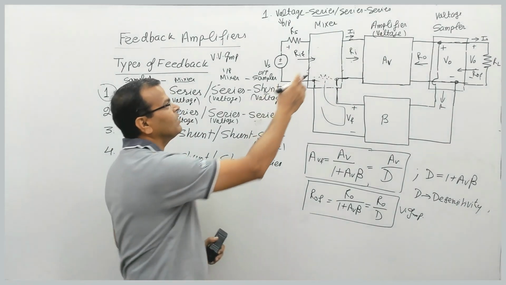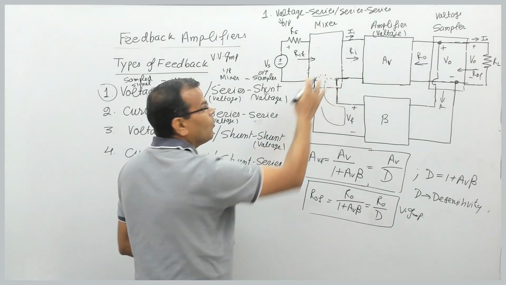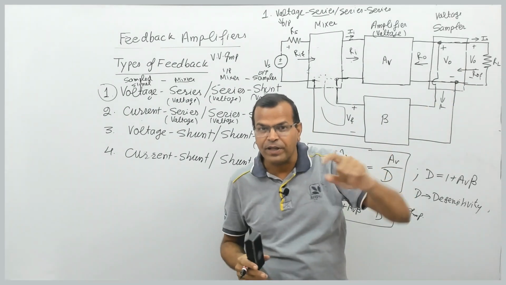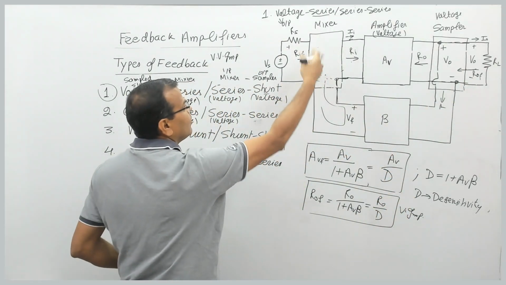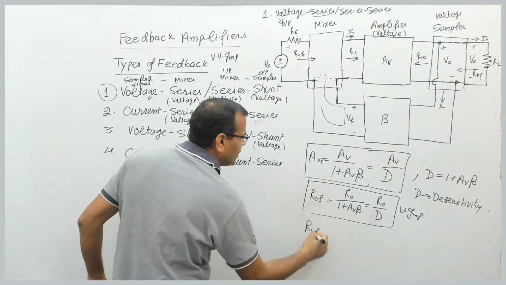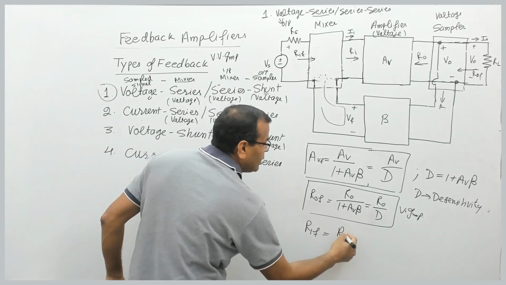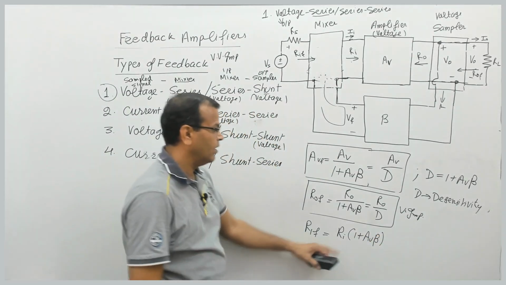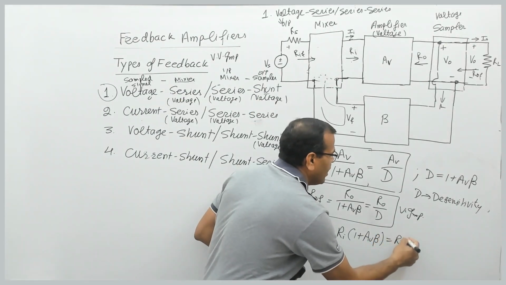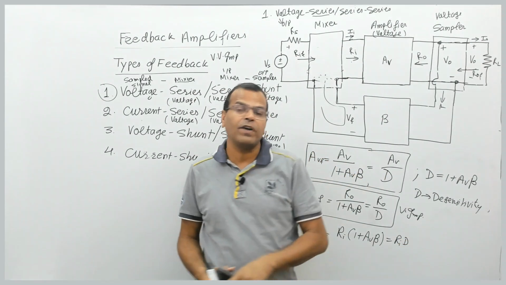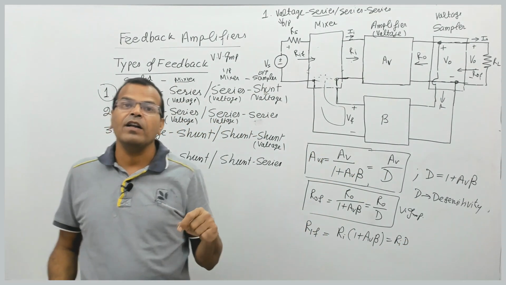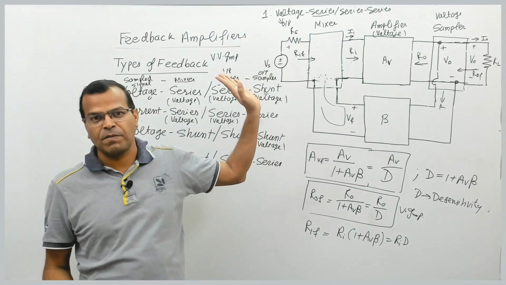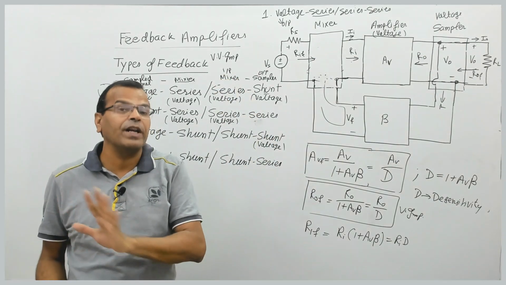So in case of series mixing, or voltage mixing, series mixing is voltage mixing. Shunt sampling means voltage sampling, right? So in case of series mixing, the input resistance of the amplifier increases by how much factor? This factor is very important. Ri into D. This factor, the desensitivity factor D, is very important. You will find every quantity increases or decreases by this factor in feedback amplifiers. So from that angle, that becomes very, very important.